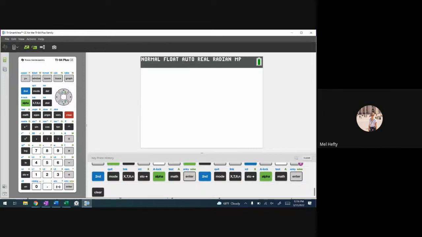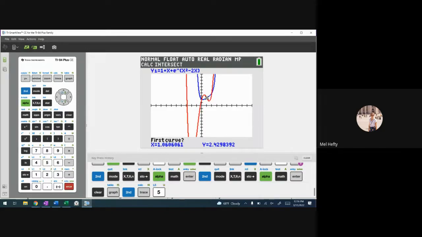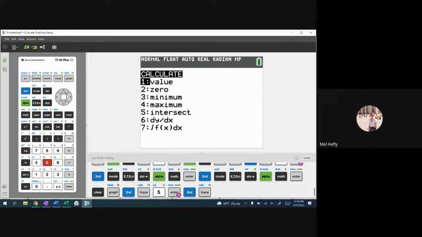So you've got your intersection. You haven't moved your graph. All right, on your graph, I'm just going to make sure mine's in the right place. I did the intersection, enter, enter, enter. Second trace, 5, enter, enter, get closest, enter. All right, second trace 5.